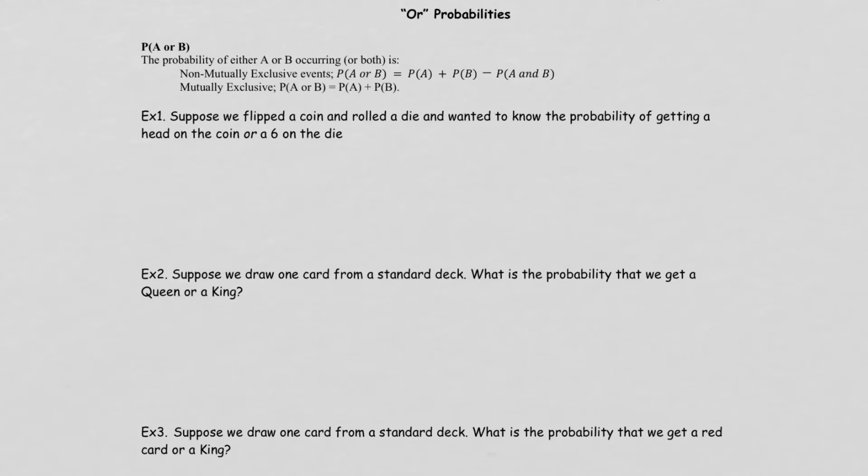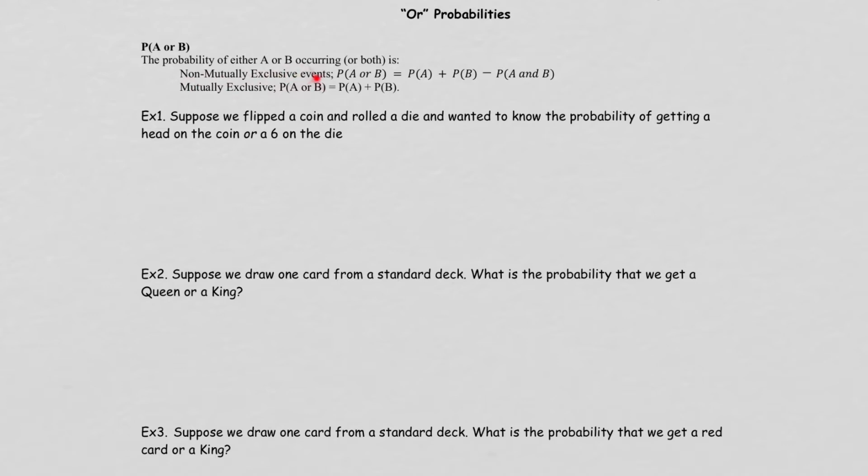In this lesson we're going to talk about OR probabilities. In the last two sections we talked about independent events and dependent events. For independent and dependent events we use AND, but in this section we're going to talk about OR. OR probability has two different cases: when the events are exclusive events or not exclusive events.